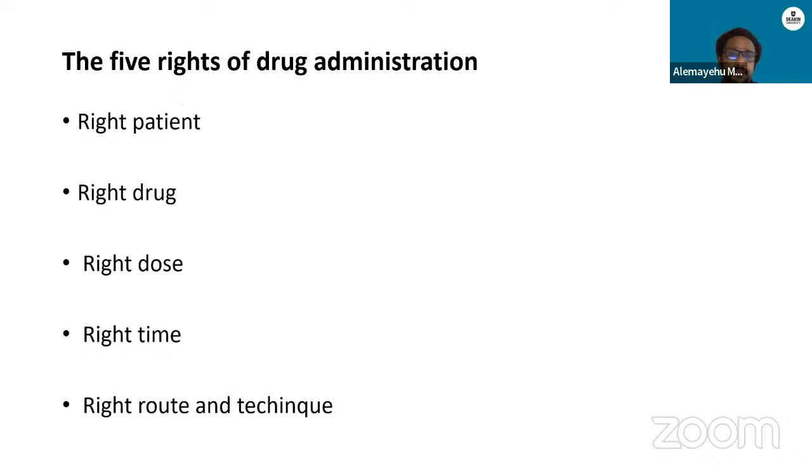So these are the 5 rights of drug administration. Usually, the 5 rights are very important for nurses with respect to injections, but at the same time for pharmacists as well when we are dispensing.